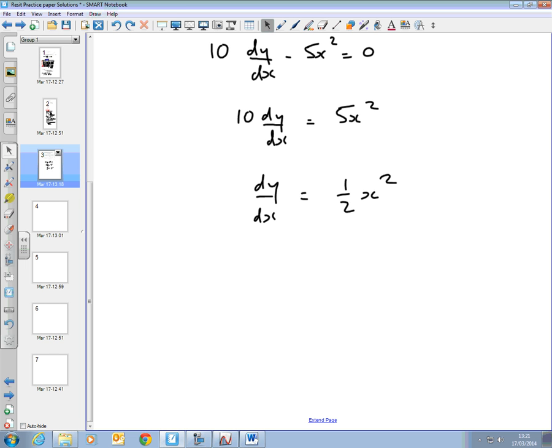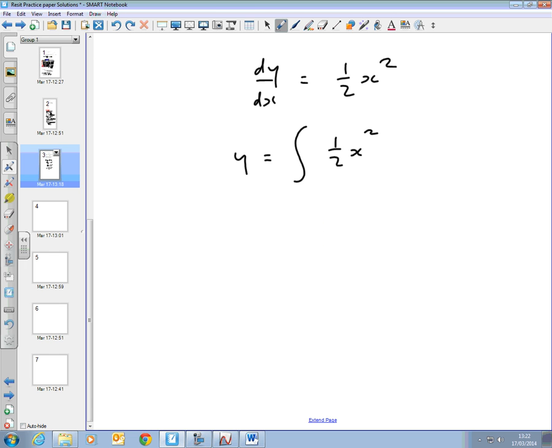So now I'm going to integrate both sides. If I integrate the differential, I actually undo the differential, so I'm left with just y, but then I also integrate this side. So y equals the integral of a half x squared. And how do I integrate? Look at the table of integrals, but what I do with these ones is just add 1 to the power and divide by the new power.